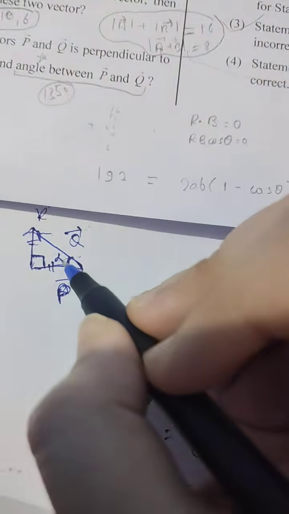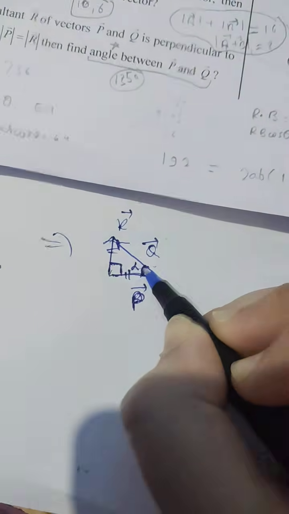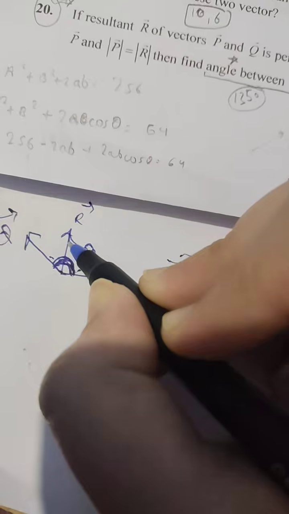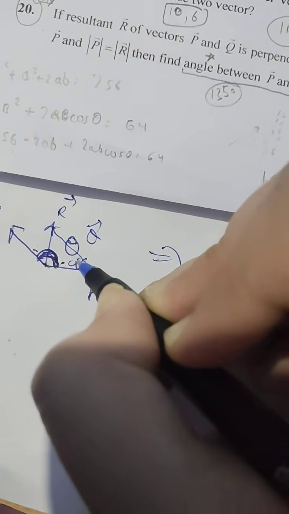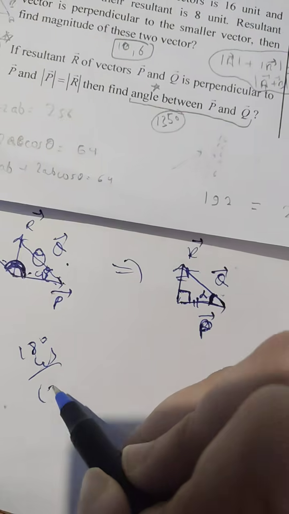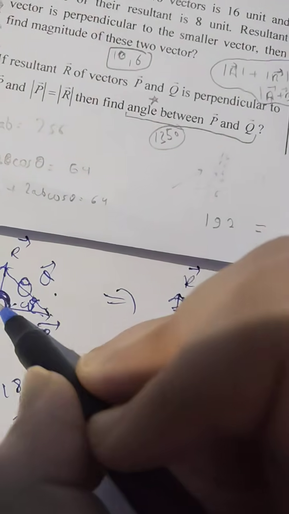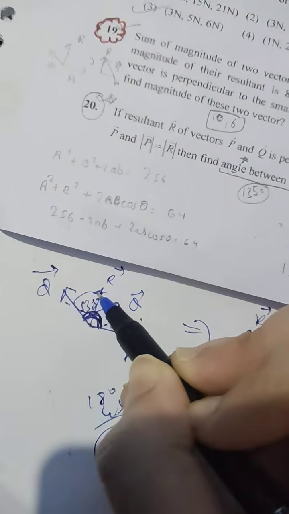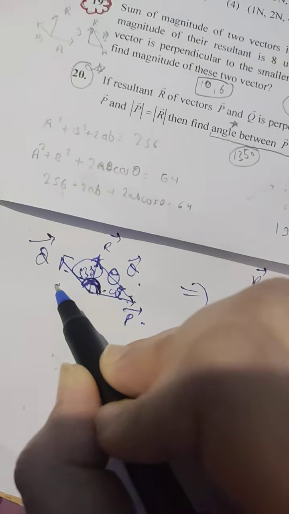From this relation we got to know that the angle here is 45 degrees. If we make the Q vector here, it's 45 degrees, but it is not the angle between vector P and vector Q. This is the angle between vector P and vector Q. So 180 minus 45 is 135 degrees. This is 135 degrees, and this is the angle between vector P and vector Q.